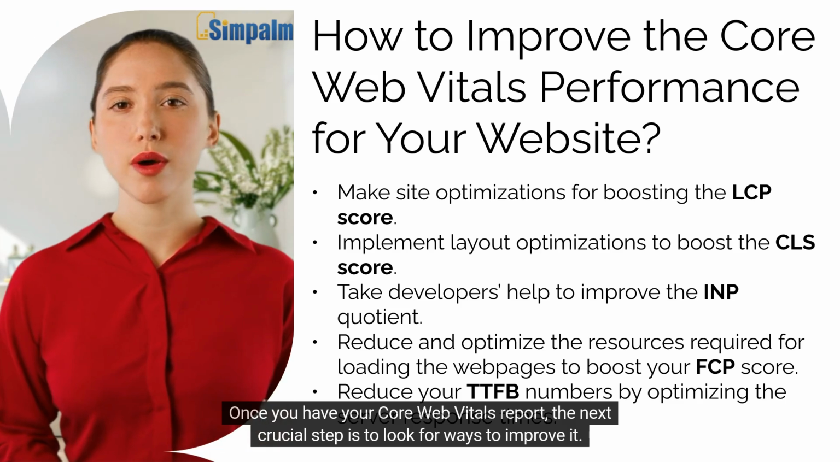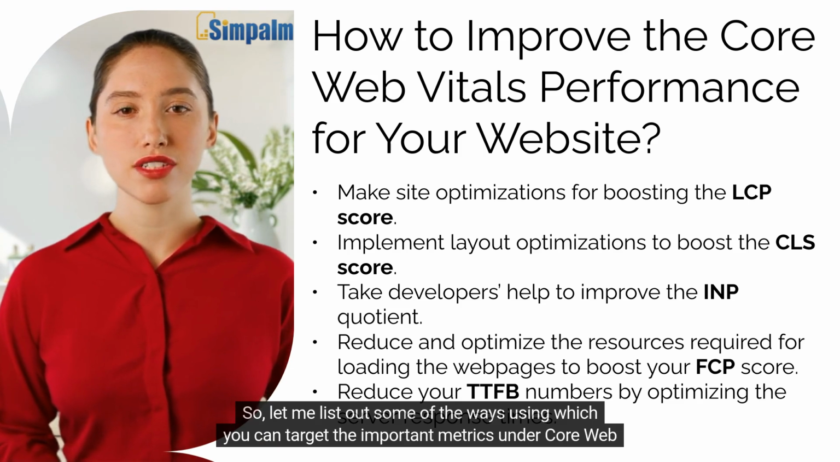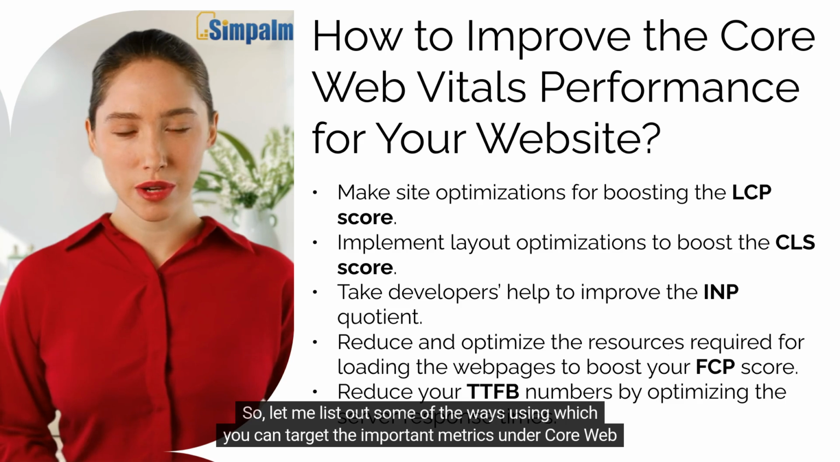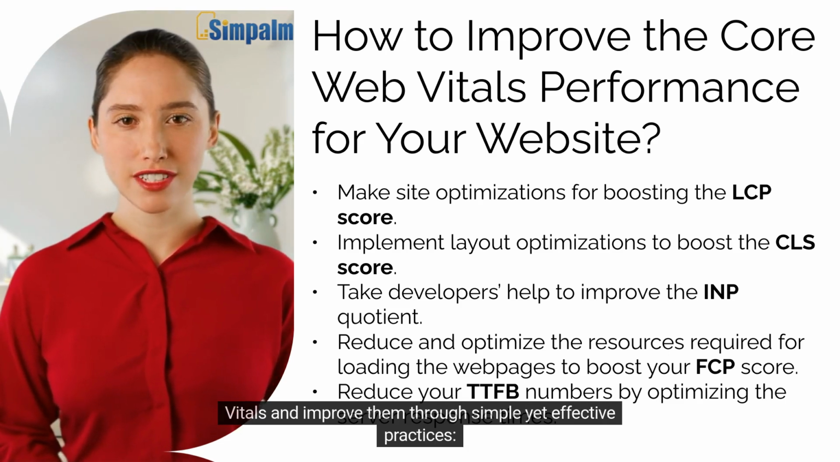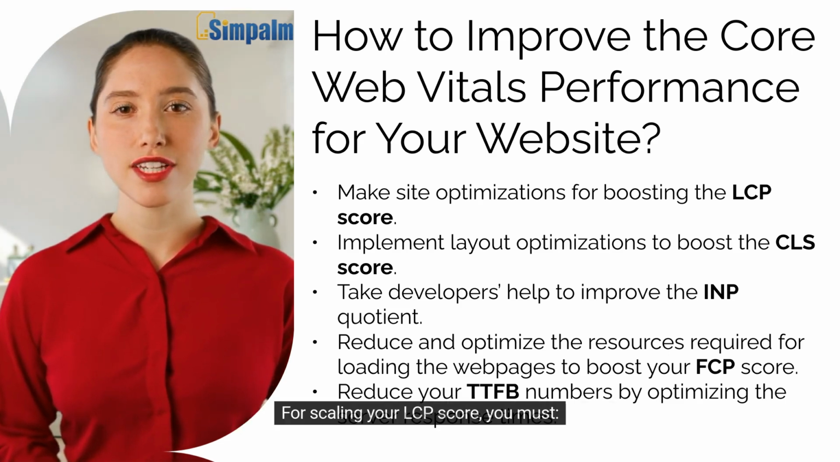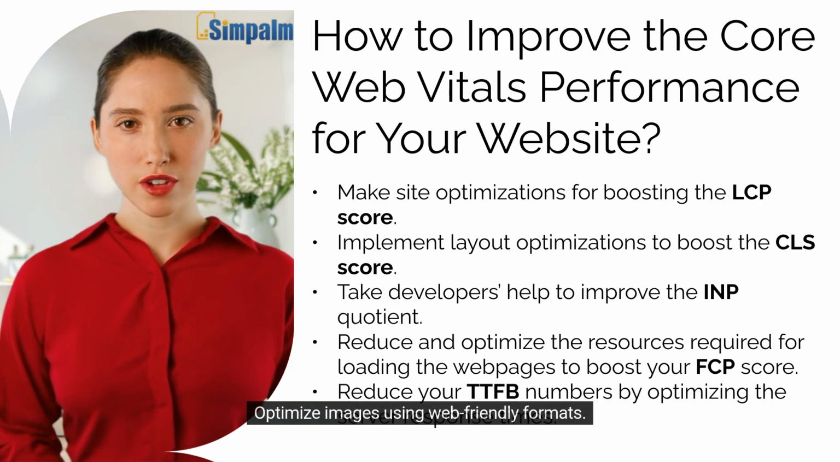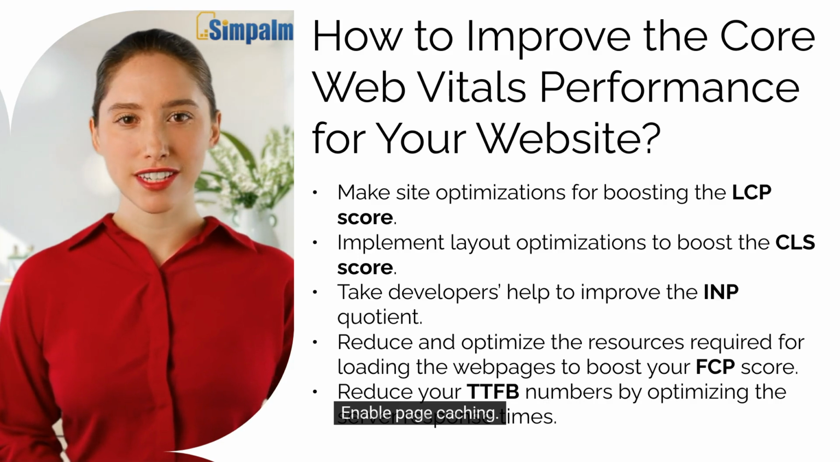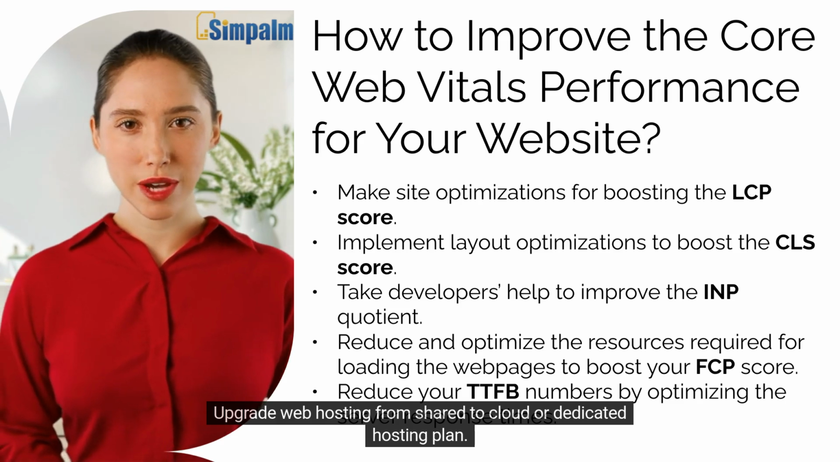Once you have your Core Web Vitals report, the next crucial step is to look for ways to improve it. So let me list out some of the ways using which you can target the important metrics under Core Web Vitals and improve them through simple yet effective practices. For scaling your LCP score, you must optimize images using web-friendly formats, enable page caching, upgrade web hosting from shared to cloud or dedicated hosting plan.